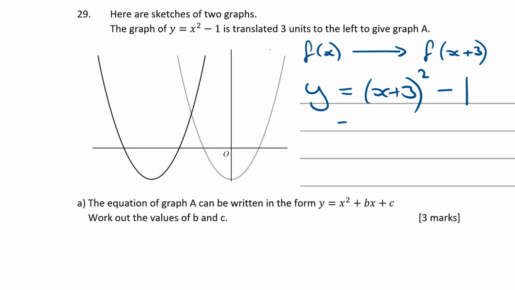Okay. Now I need to rewrite that in the form x squared plus bx plus c. In other words, I need to multiply out this bracket. So I can either double it up like that or remember the identity.